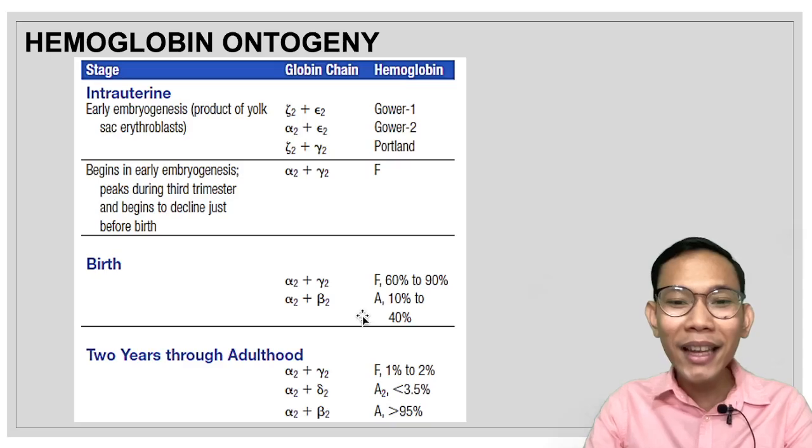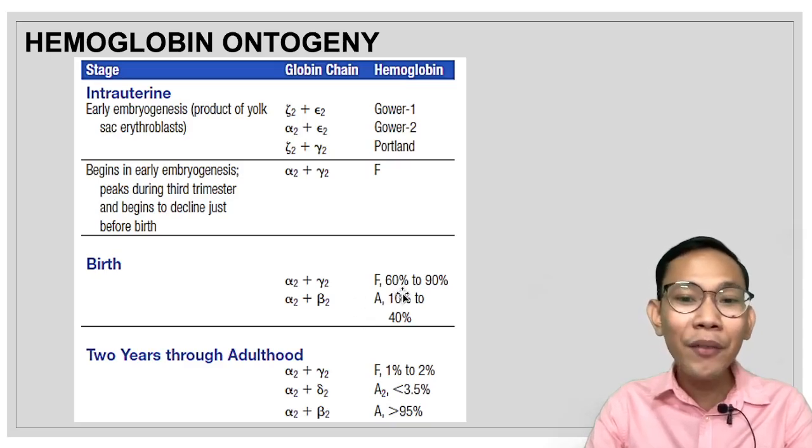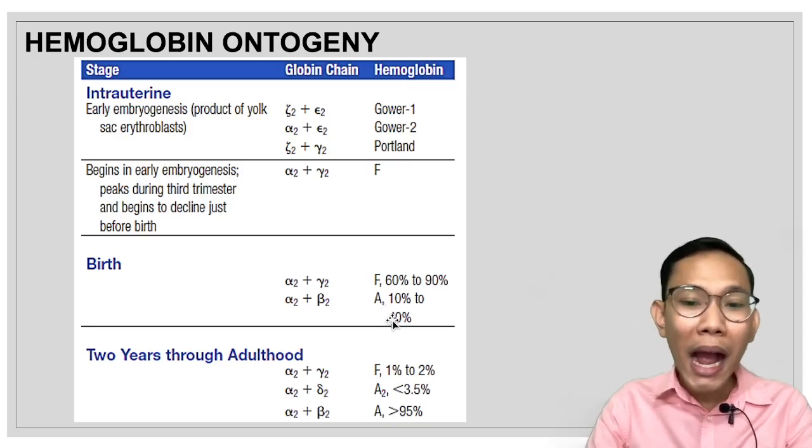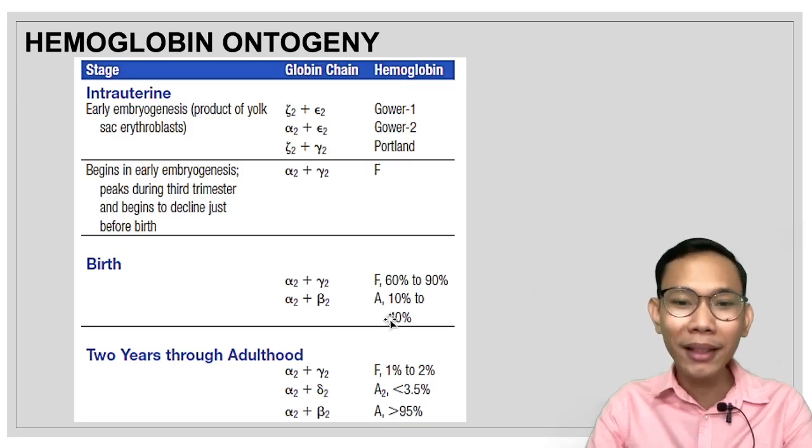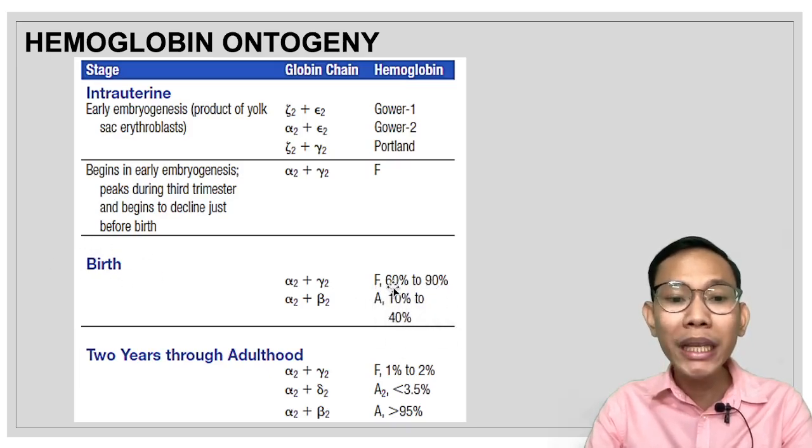So again, ulitin natin ha. Remember, pag fetal, alpha, gamma. A1, alpha, beta. A2, alpha, delta. Remember that. Again, what is the predominant hemoglobin at birth? It's your hemoglobin F.